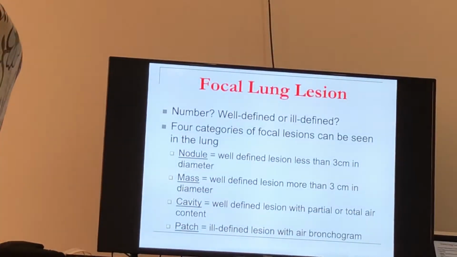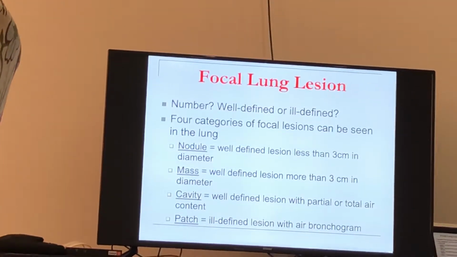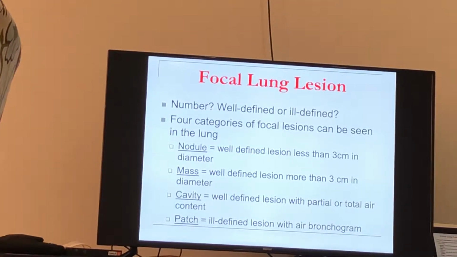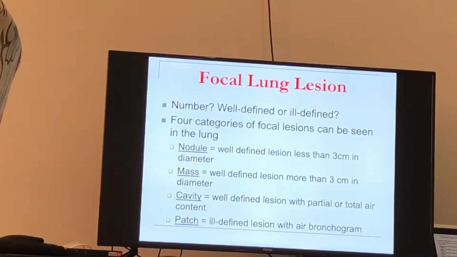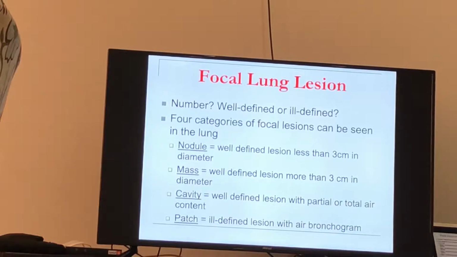Patch meaning there is an air bronchogram in a certain area, and we've seen it. Cavity meaning that there is a well-defined area which is partially or totally filled with air. A mass is more than 3 centimeters. A nodule is a well-defined lesion somewhere between 1 and 3 centimeters.